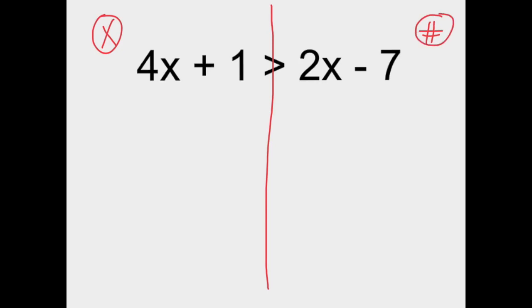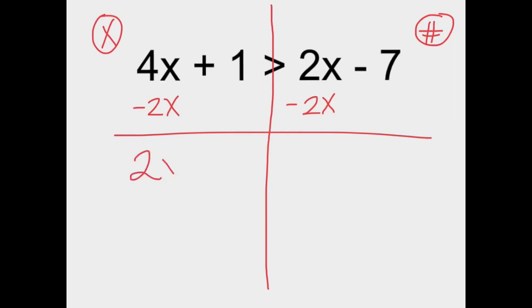Now I get rid of my spies. I subtract 2x from both sides. And then I'm going to rewrite it because I know that good organized people who don't make silly mistakes rewrite the problem. So 2x plus 1 is greater than negative 7. Notice I didn't try to start subtracting my numbers without rewriting it. That's when we get confused. Now I can subtract my numbers.